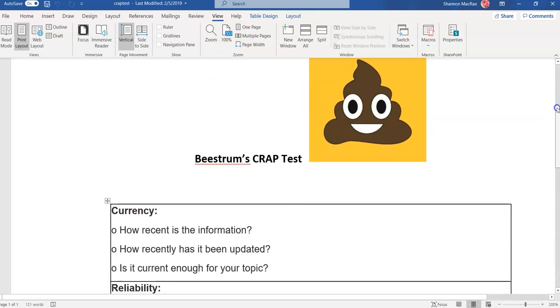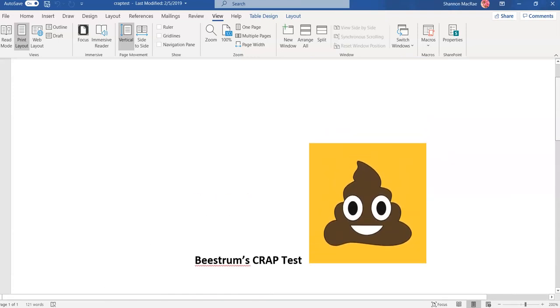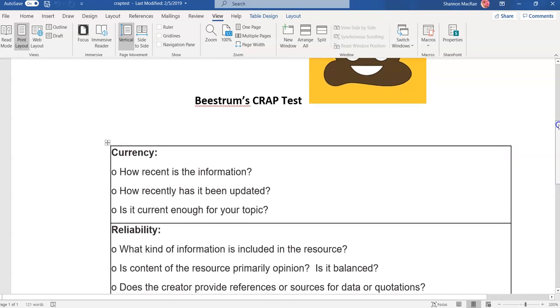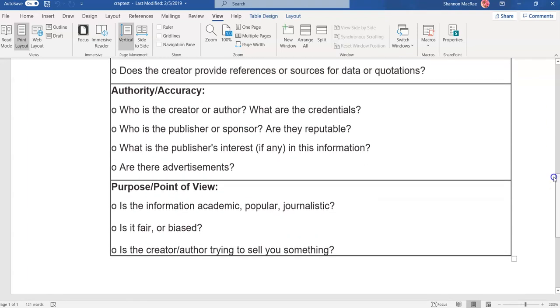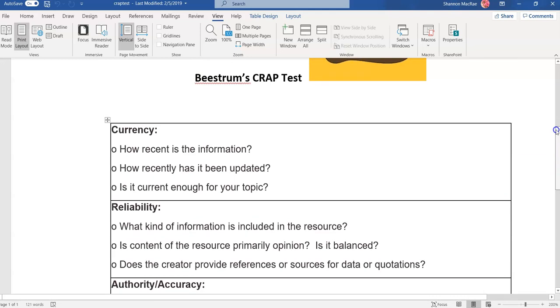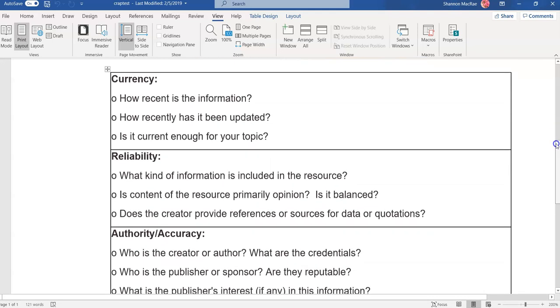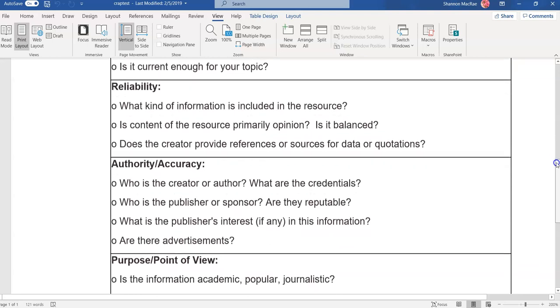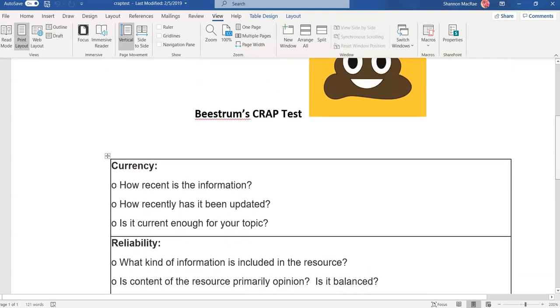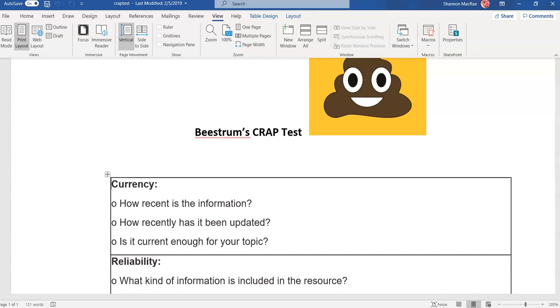Okay, here's the handout on Bystrom's CRAP test. So when you're looking at a website, an article, a book, you want to consider 4 different things. You want to consider the currency of the information, the reliability of the information, the authority or the accuracy, as well as the purpose or the point of view. Let's take a look at currency first.